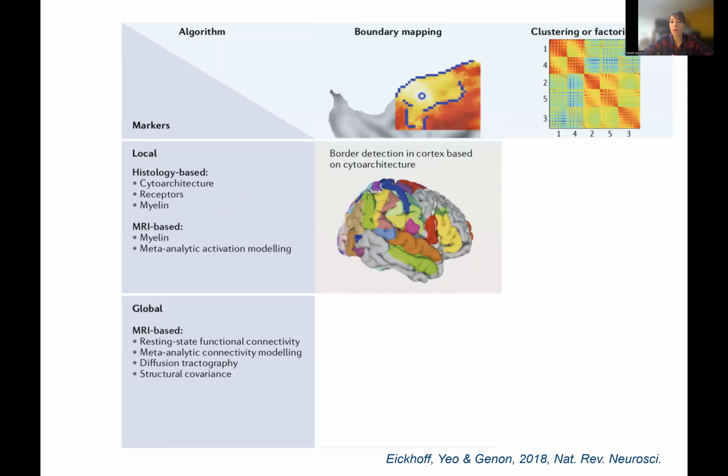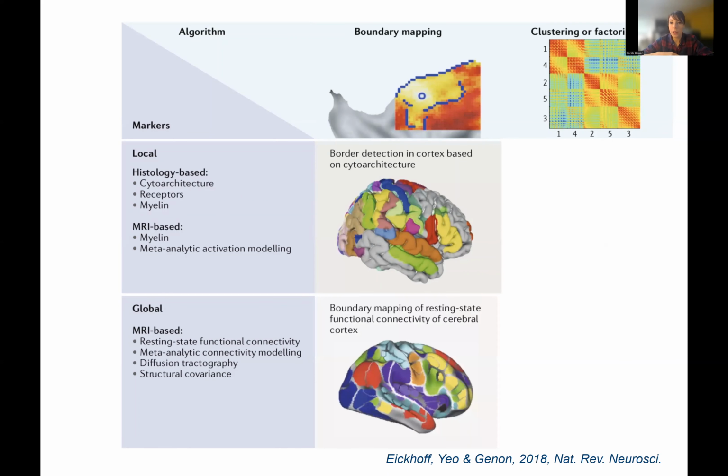An example of the application of boundary mapping to local features, so to histology-based features, is the JuBrain atlas. Svenja Caspers is going to talk more about that in this educational course. But the boundary mapping approach can also be applied to connectivity features. For example, one of the first parcellation studies based on resting state functional connectivity used a boundary mapping approach.